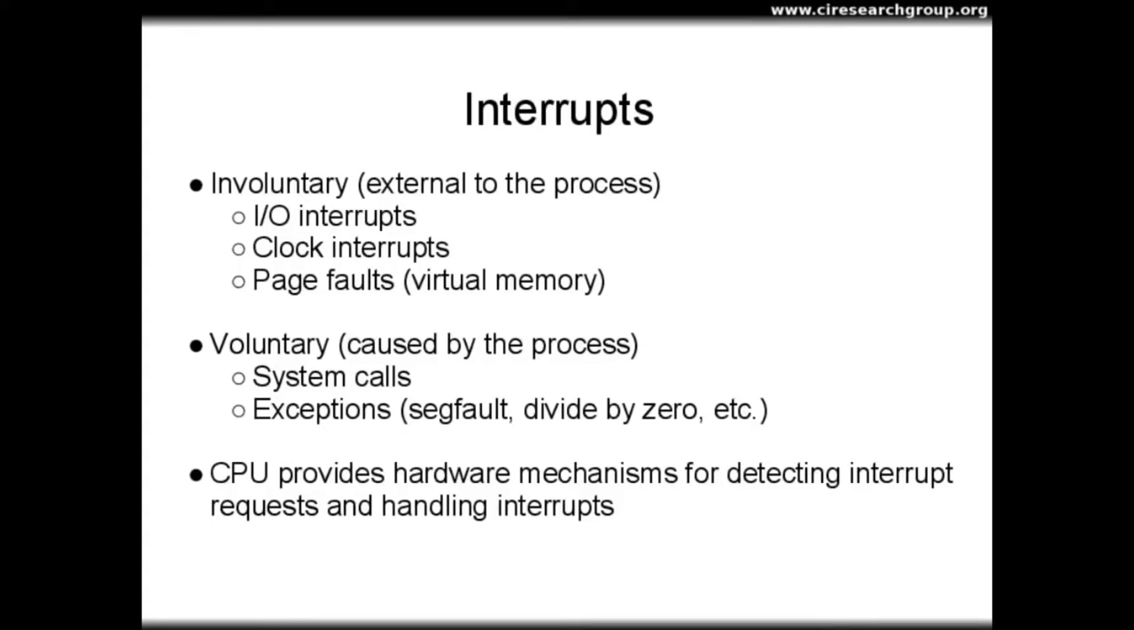Interrupts can fall into two categories. We can have involuntary interrupts, which are external to running processes. These consist of things such as I/O interrupts, which are generated every time you press a key on the keyboard or perform any other I/O task; clock interrupts, which are timer mechanisms that can be scheduled to go off at a particular time; and page faults, which have to do with the virtual memory subsystem. Interrupts can also be voluntary, in other words, created by a process that's running.